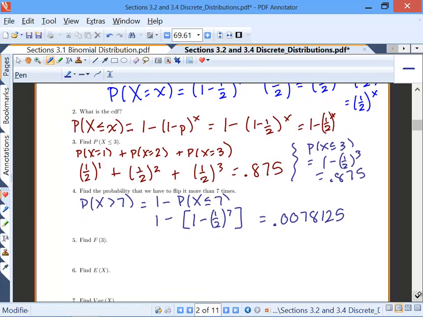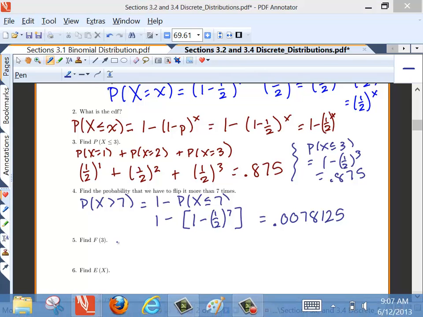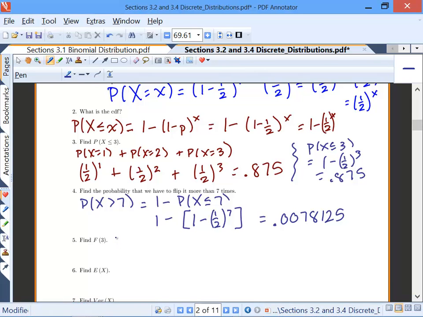Questions on it? Feel okay with it? Okay. Find capital F of 3. Mostly I just put this on here to remind you of our notation. What does that mean? It means find the probability that x is less than or equal to 3. So to do that, we just plug it into our CDF, or we've actually found it up above. We know that it is 0.875.